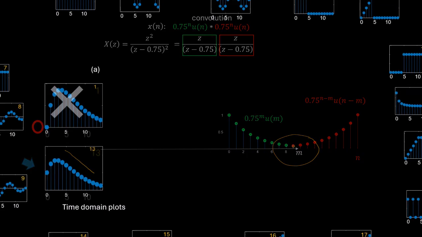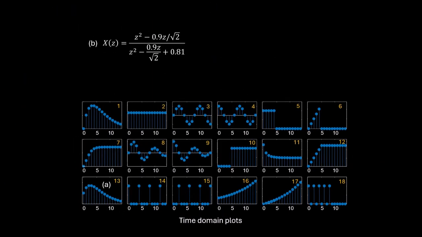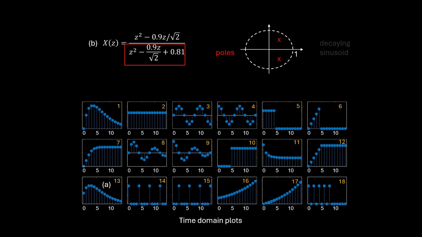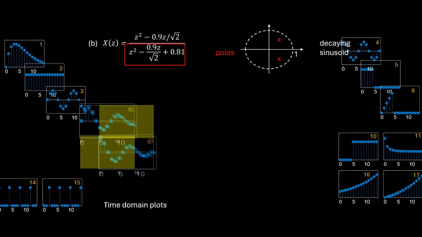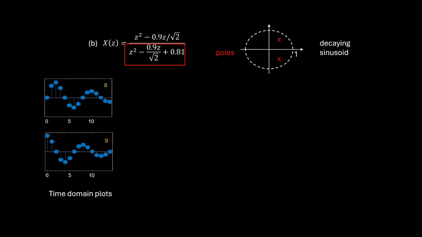For the expression in part B, we will focus on the poles and see that they are located within the unit circle and are complex conjugates. That corresponds to a decaying sinusoid, and leaves us with the options of plots 8 and 9. As a sample at time n equals 0 helps us to discern between the two plots in the previous problem, let's pause and talk about how we can calculate that x of 0 in time relatively fast.